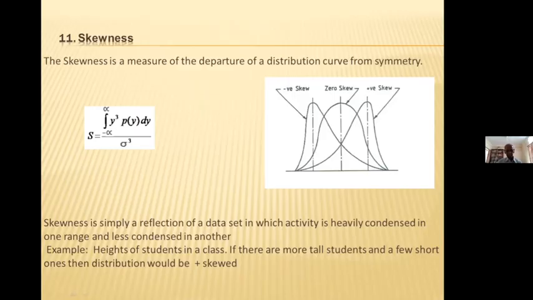To give an example, let's take the heights of the students in a class. If there are more tall students and a few short ones, then the distribution will be positively skewed. And there are many such examples. So it simply gives the departure of the distribution from the symmetry. If it is not symmetrical, then it may be either positively skewed or negatively skewed.